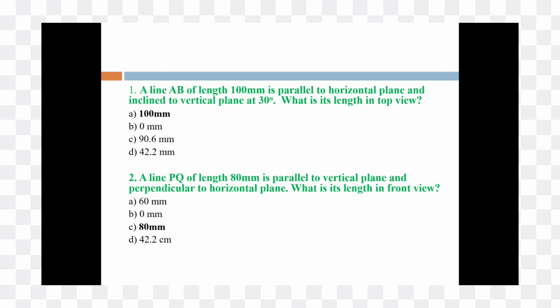Whatever front view we are getting will be perpendicular to xy, and that front view is going to give the true length. What is the question here then? What is its length in the front view? As I have told, the front view shows the true length. So the true length in this case is 80 mm, and our front view is also showing the true length. So the answer C will be correct. Okay, so we'll see the next one.